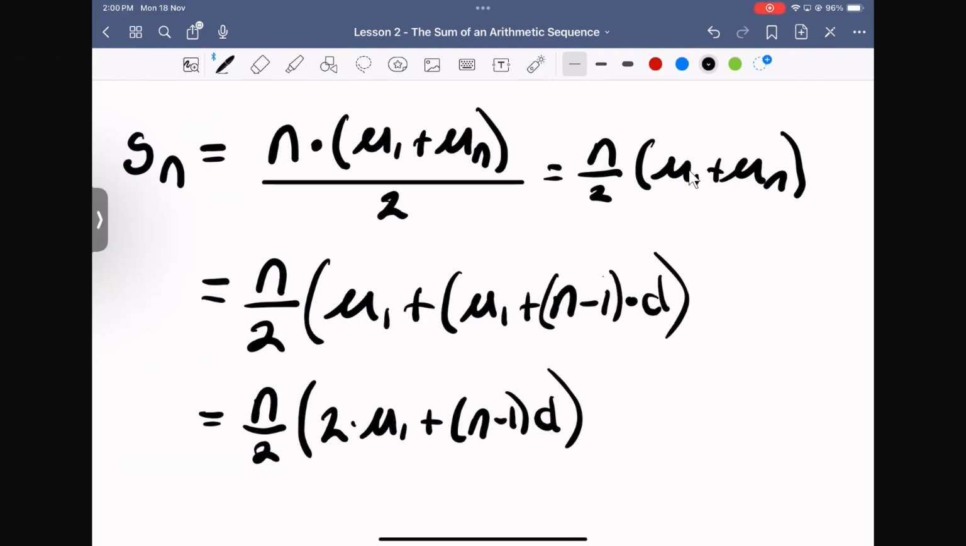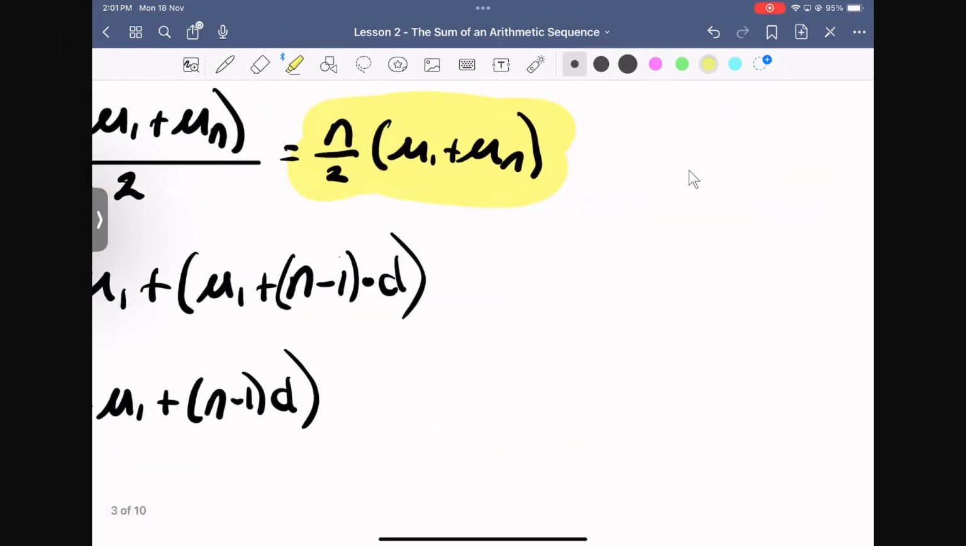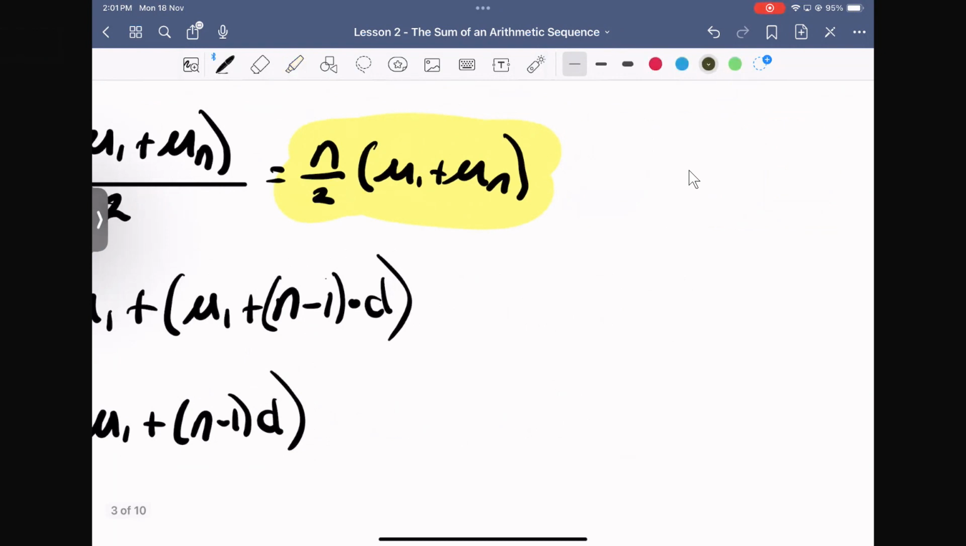So we have two formulas for counting the sum of n terms in an arithmetic sequence. This one's easy to remember, and if you have your sequence written out, it's very easy to use. First and last term times by the number of terms. It's actually the average. So if we look at this one here, it's actually n lots of the average of U1, the first and last term.